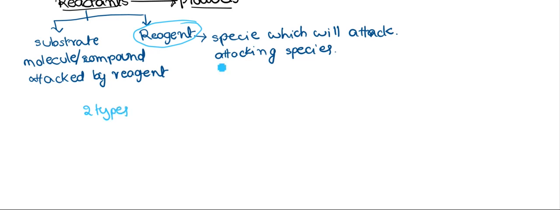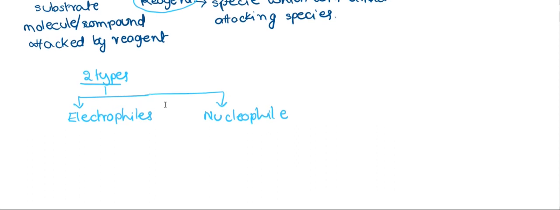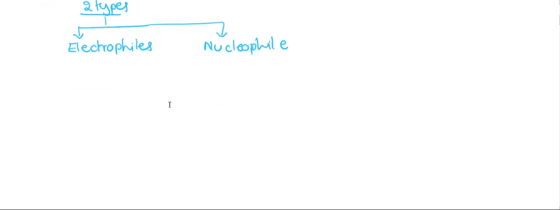The first one is electrophiles, and the second one is nucleophiles, and these are very important for reaction mechanisms. Let us see some of the characteristic features, what makes it an electrophile and what is a nucleophile. Basically, let us see what is an electrophile.